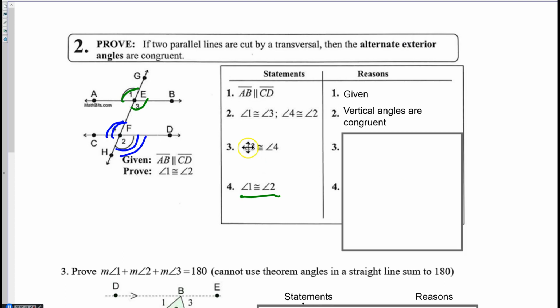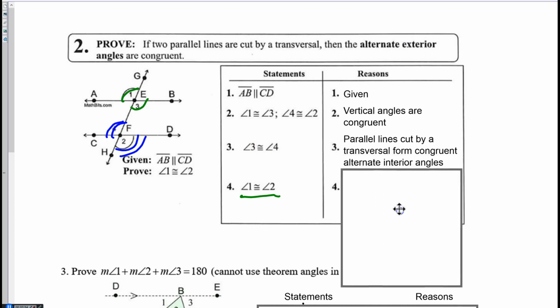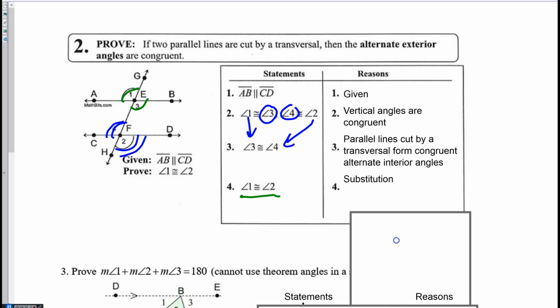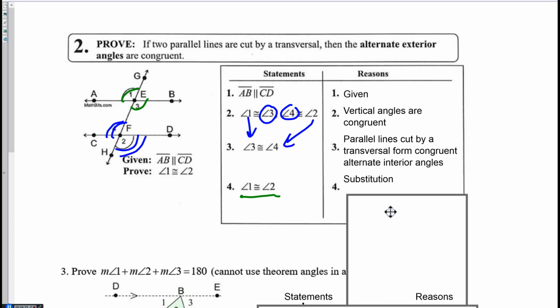And now, for angle 3 and angle 4, to state that those are congruent, I could use the same reason we used for the last one. When parallel lines are cut by a transversal, they form congruent alternate interior angles. Then again, if 1 is the same thing as 3, I could just substitute in a 1 right there. And if 4 is the same thing as 2, I can just substitute in a 2 right there to state that 1 is equal to 2 by the property of substitution. So very similar process. It's looking to see what causes what.